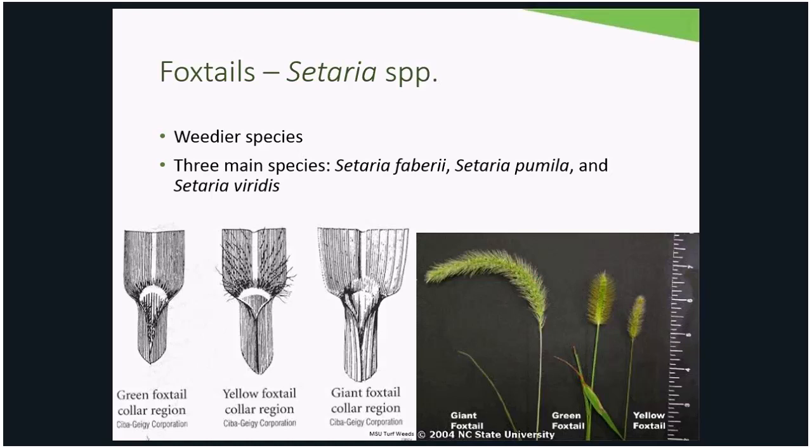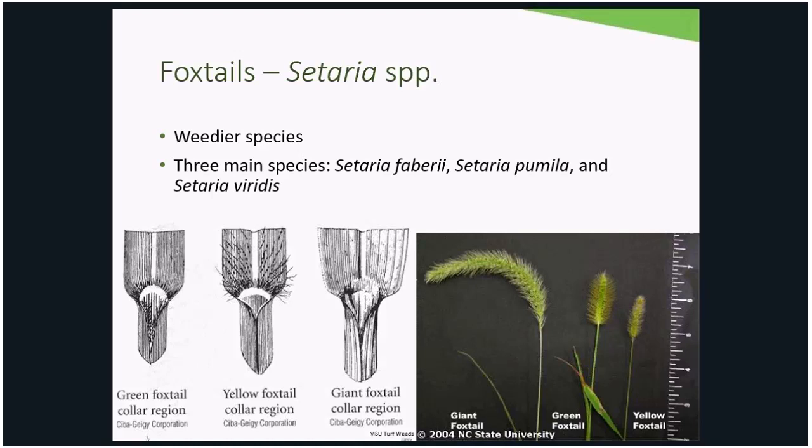But then we have green and yellow, and you might say, looking at these two pictures, that they look very similar. And I would agree with you. And one thing that I'd urge you not to do is go by color, because I have seen green-colored yellow foxtail and yellow-colored green foxtail. So unfortunately, the color isn't really a great help in this case. But there are two different things that you can look at.